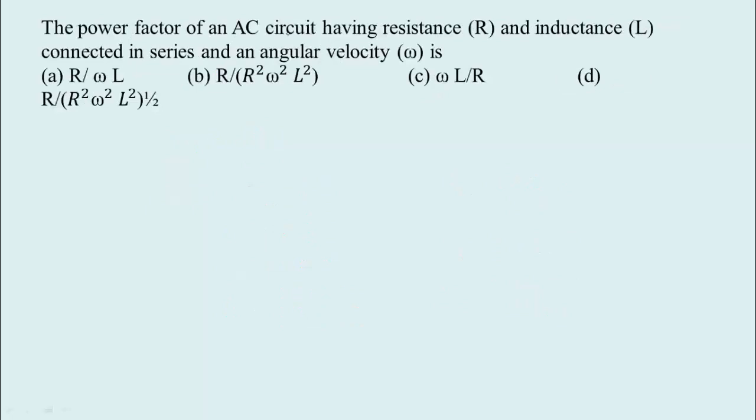The power factor of an AC circuit having resistor R and inductor L, connected in series, with angular velocity omega is... We know that the power factor cos phi equal to R divided by Z. We know this relation, cos phi equal to R divided by Z.